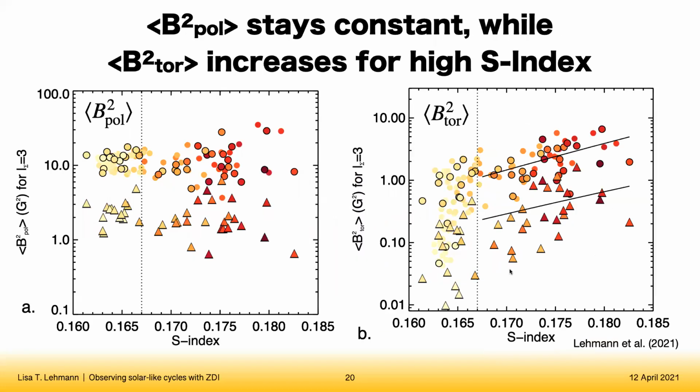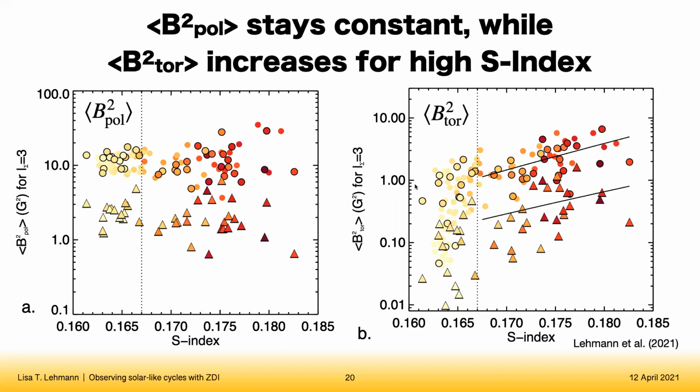For the poloidal energy, it's kind of a similar picture, but for the toroidal energy, we see more interesting features popping up. Here we see that for higher S-index, there's an increasing trend with S-index, which is recovered by ZDI within the error bars, which is very cool. So it would be nice to see if other stars also show an increasing trend of the toroidal energy with sunspot number or not.